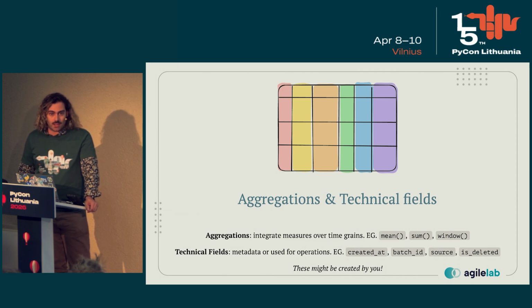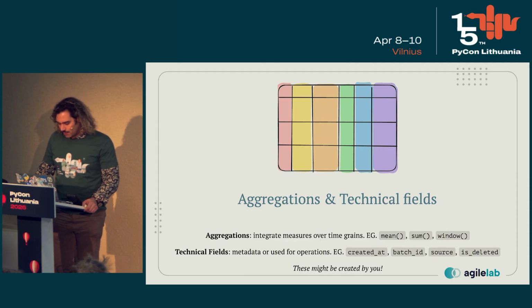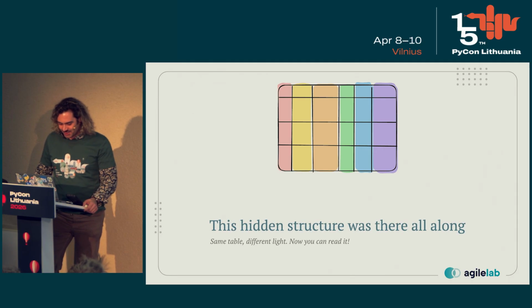And technical fields. These are metadata or columns you use to debug, to join tables together, and these kinds of fields usually are on you. So these are the two most, let's say, critical kinds of structures, columns.